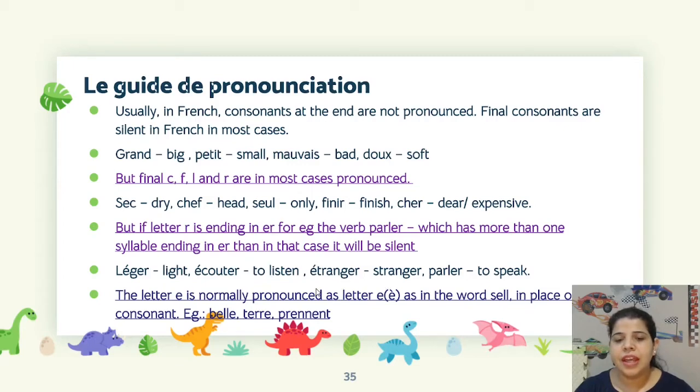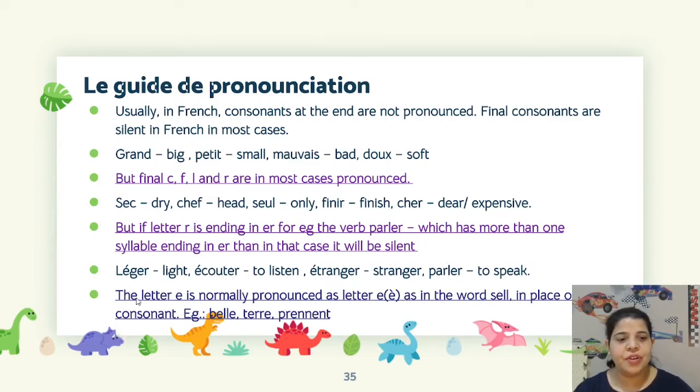Étranger. Parler. So, in all these words, there is more than one syllable, and hence, in that case, we don't pronounce the letter R even though it's a final consonant. So, although C, F, L and R are pronounced in most cases, in certain cases where there is more than one syllable, only for the letter R, we don't pronounce it. I hope that's clear, guys.